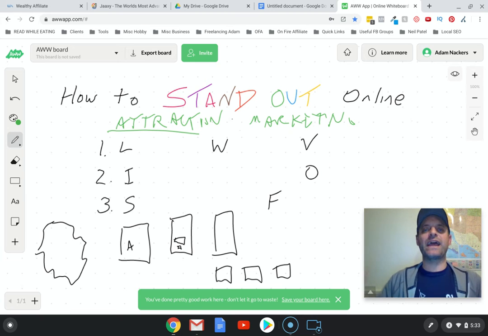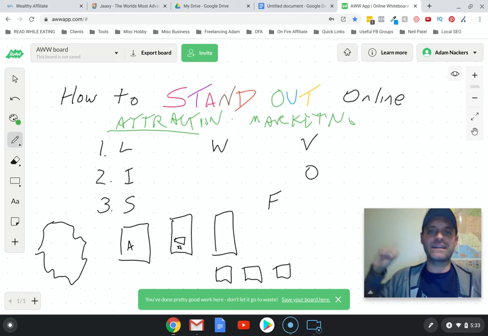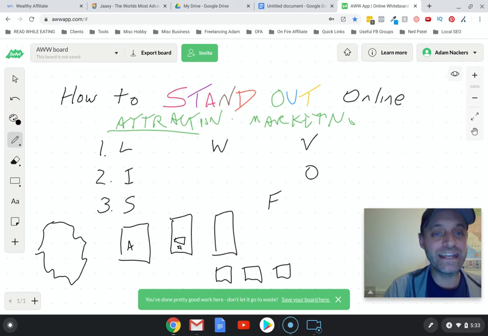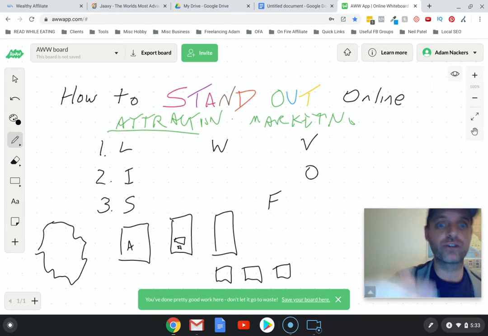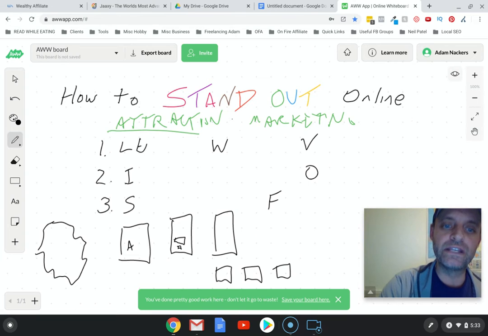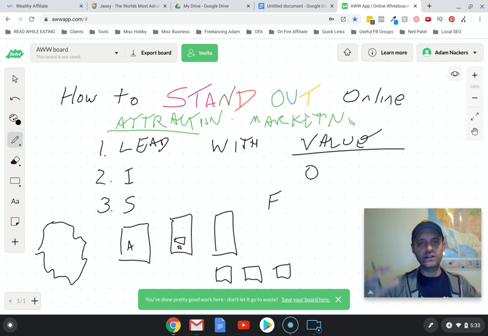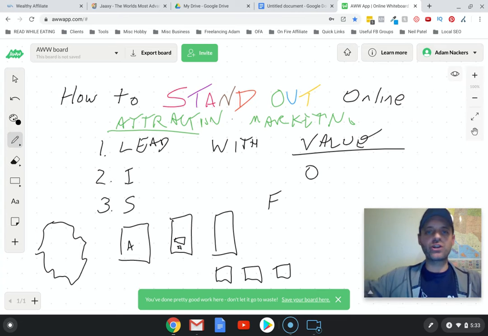If you just understand that to be attractive, instead of making it about yourself, you need to make it about your intended target audience. And you do that, number one, by rather than leading with a sales pitch or with how great your business or how great you are, you lead with value.